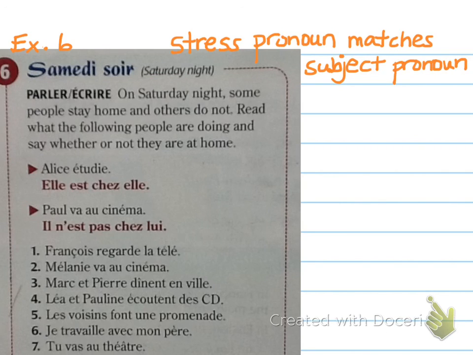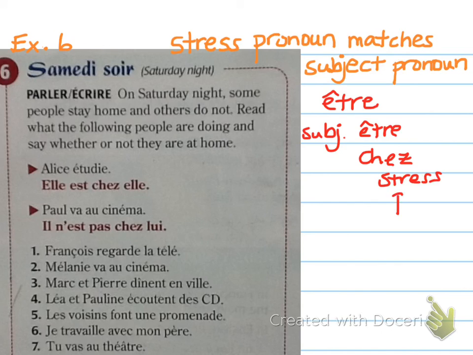Exercise 6, samedi soir. Okay, we just did this one out loud. Remember, you're going to use the form of the verb être in your sentences. And again, it's going to be subject, correct form of the verb être, chez, and then the stress pronoun that matches the subject pronoun. So these kind of match. Okay, and some of them are negative, so some of them will have the ne and the pas around être.